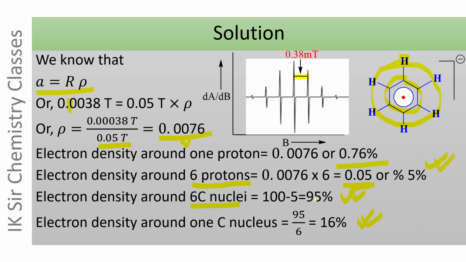Let us see it again. The unpaired electron of benzene radical anion spends 0.76% time around the nucleus of each hydrogen atom and 16% time around the nucleus of each carbon atom.